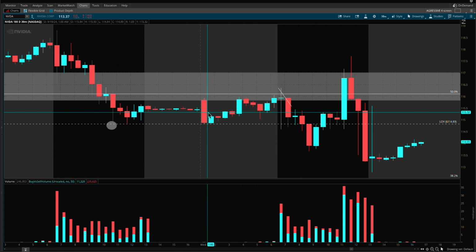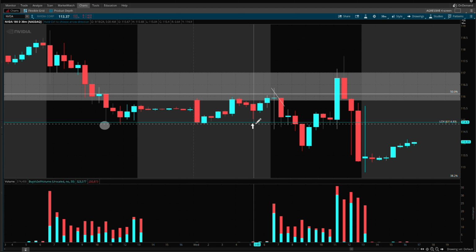Now on the 30-minute time frame, you guys can see every time we get in this general zone area, we reject. Now don't get me wrong, there is a long hammer here, long wick to the downside, and we do try to create some bullish momentum.